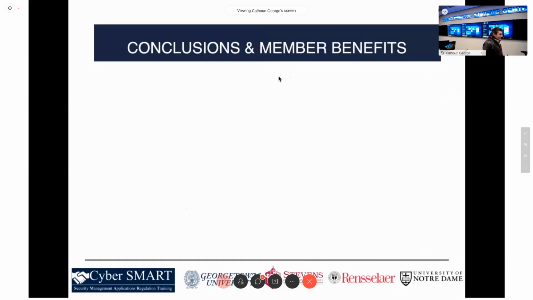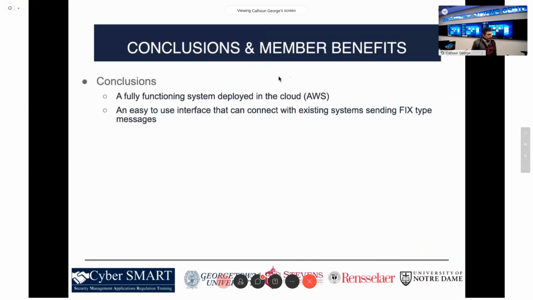So I'm going to go to these conclusions and the membership benefits. First of all, the plan is in 2 years to have a fully functioning system deployed on Amazon Web Services or Microsoft Azure or Google, whatever. I'm not actually sure, Google has its own. See, I'm actually at the end of my 10 minutes, but let me go through this slide pretty quickly.